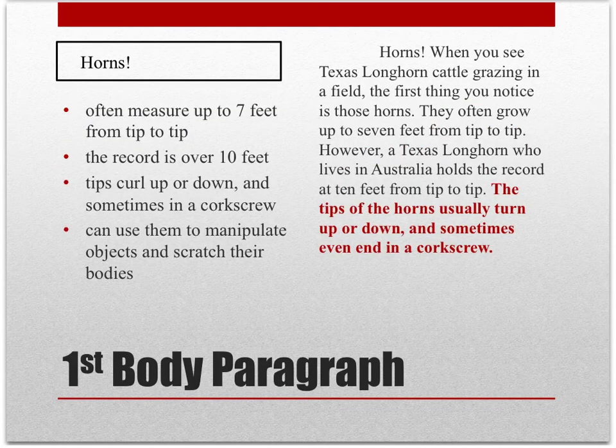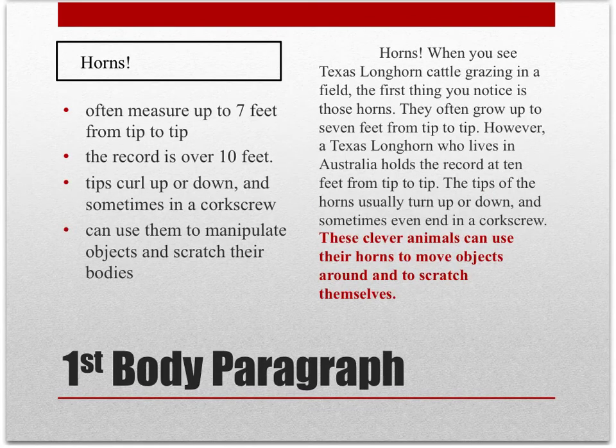Now I take my 3rd bullet point and write a complete sentence using that information. The tips of the horns usually turn up or down, and sometimes even end in a corkscrew. In this bullet, I wasn't sure what the word manipulate meant, so I looked it up. I used this information when I wrote the sentence for this bullet point. These clever animals can use their horns to move objects around and to scratch themselves. Those are all my bullet points, all my supporting details.